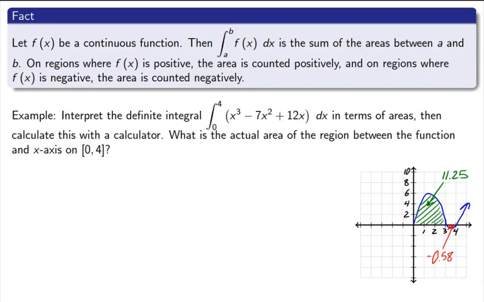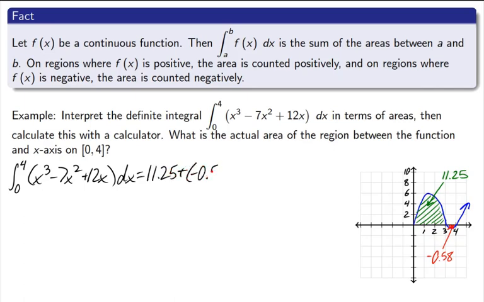So the value for the integral from 0 to 4 of the whole function, x cubed minus 7x squared plus 12x dx, is going to be the sum of these two areas, 11.25 plus negative 0.58. I get 10.67 as my area in some respects. It's not exactly area. Remember, this is the idea of the definite integral. The definite integral considers areas above as positive and areas below as negative.